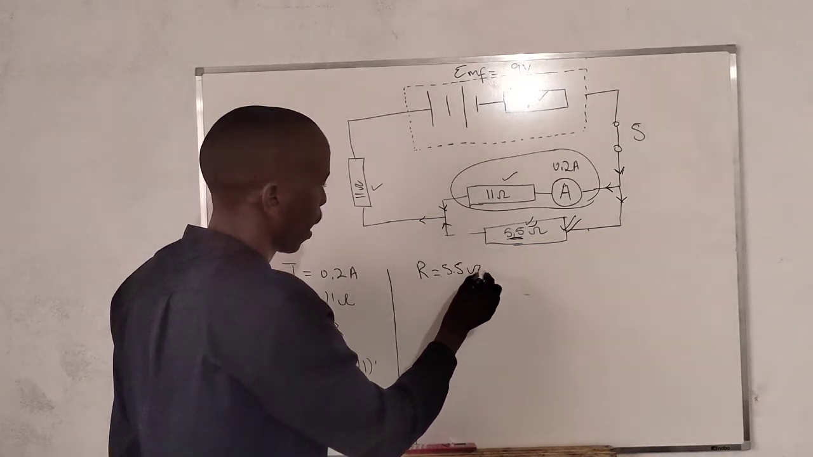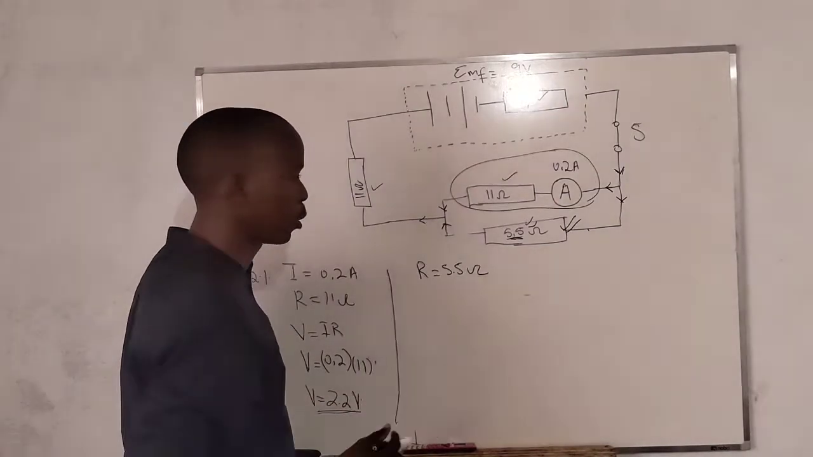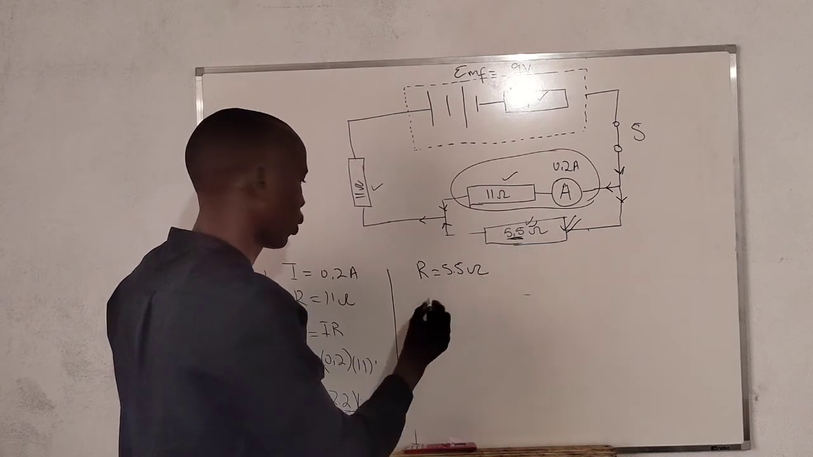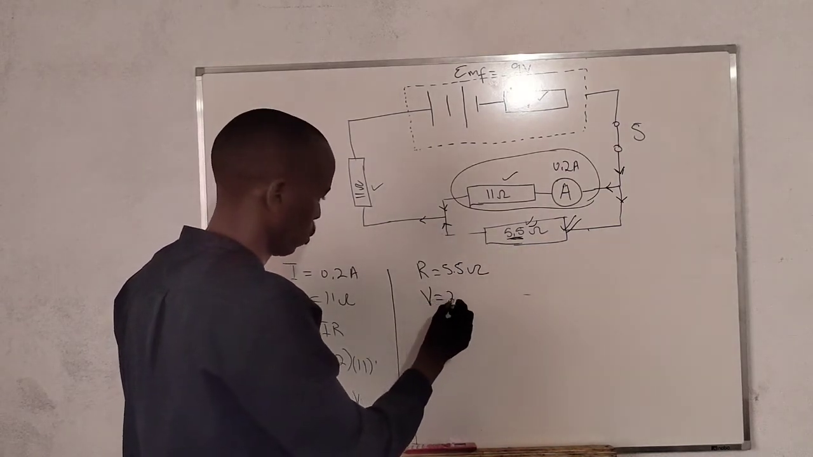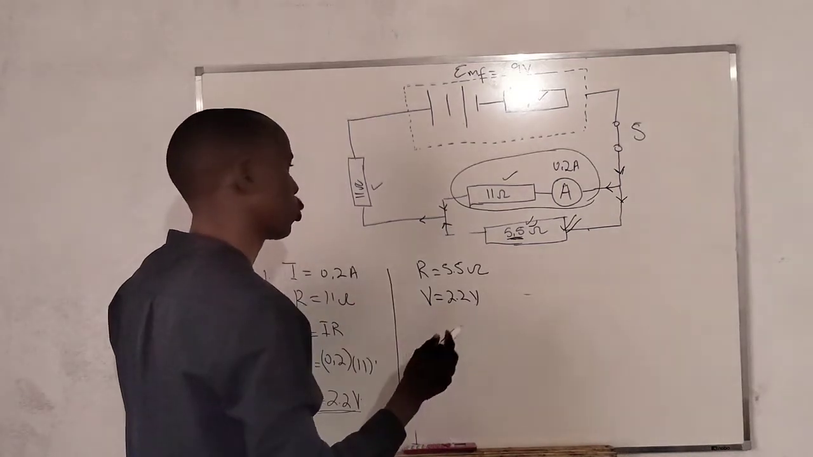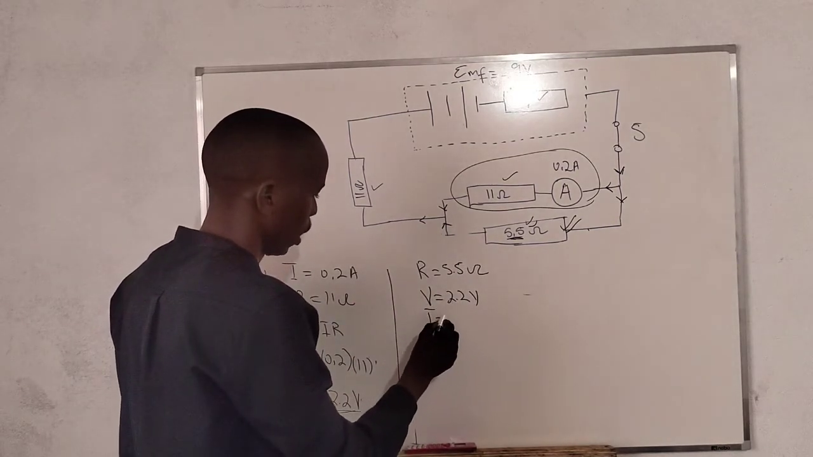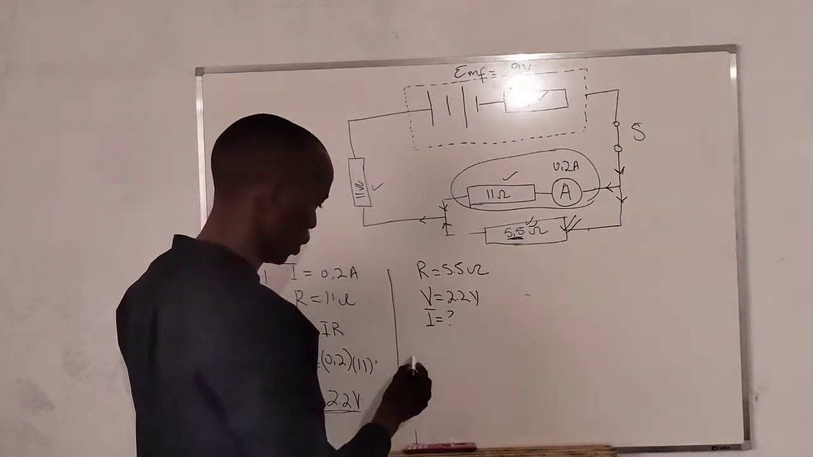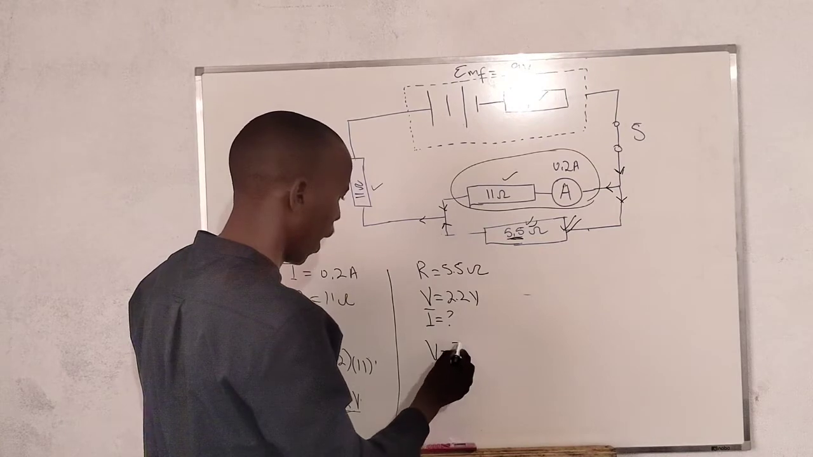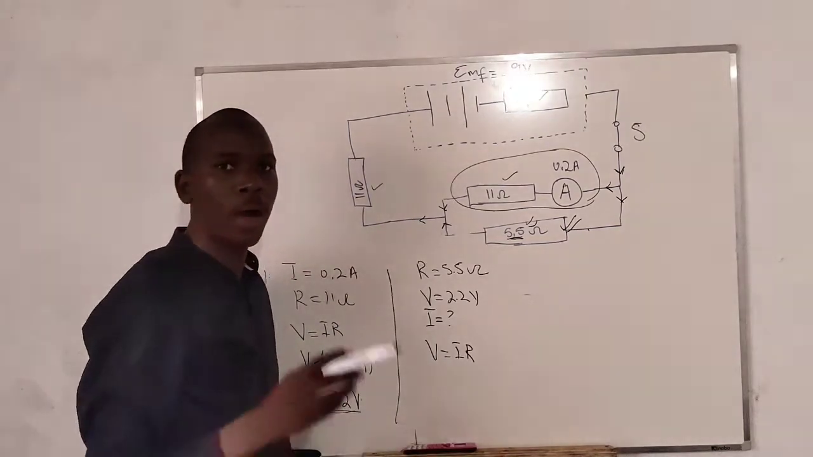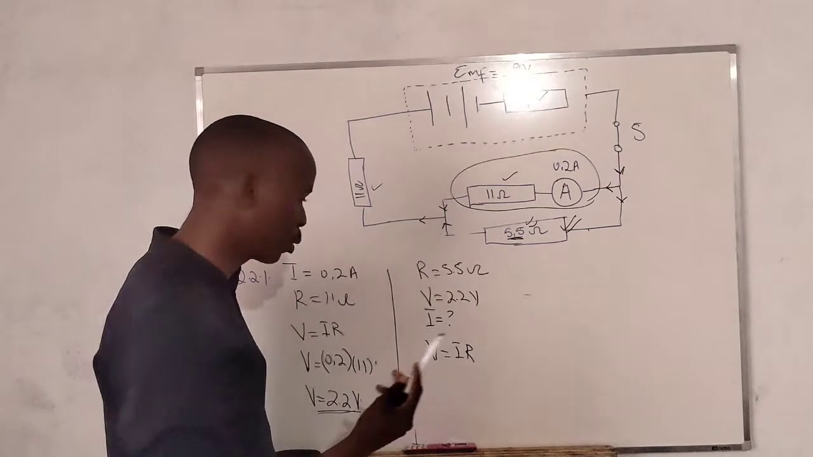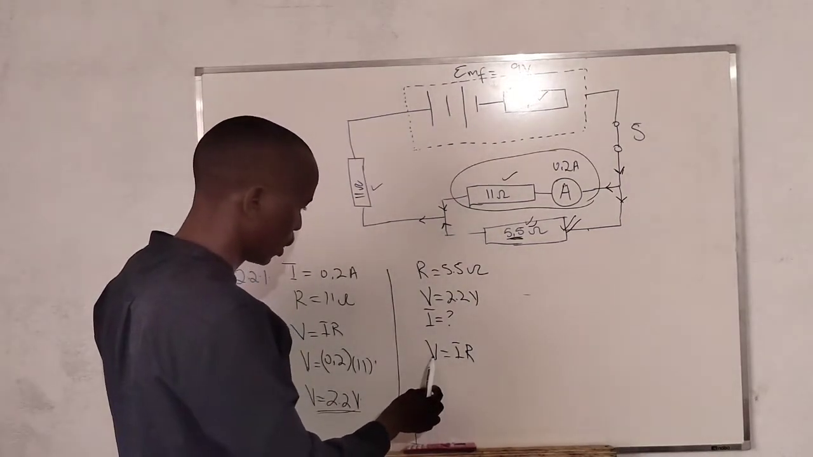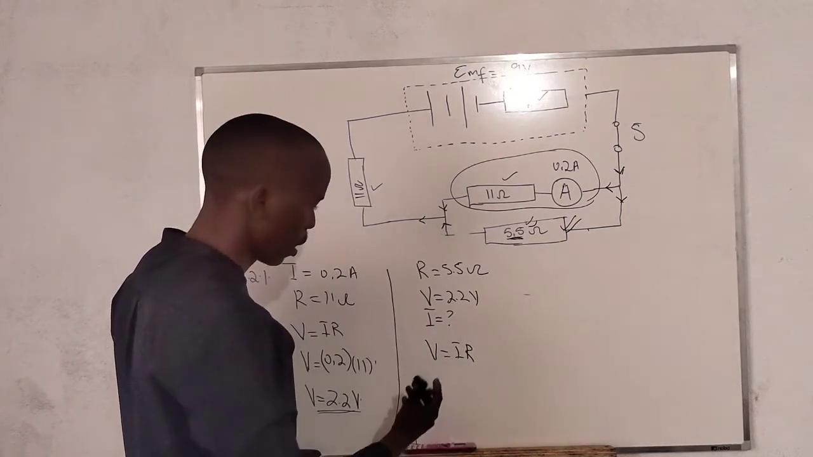5.5 ohms. And then from there, what do I have? I have the voltage now. I know the voltage is 2.2 volts, but I do not know the current. The current is equal to question mark, because I don't know what it is. Then I proceed. V equals IR. This is Ohm's law, a very important equation whenever we're dealing with circuits. Then the voltage, or we can just start by making I the subject of the formula.